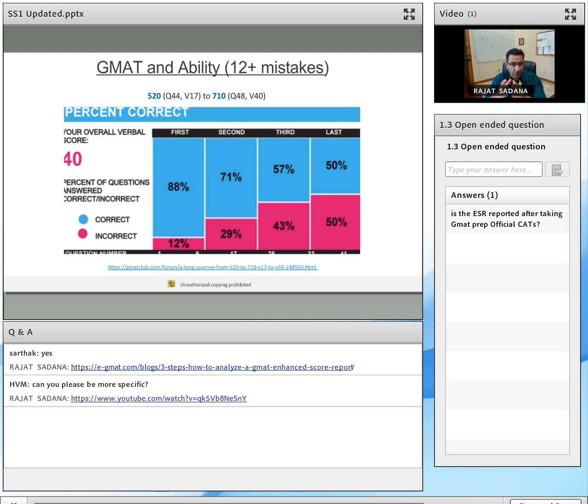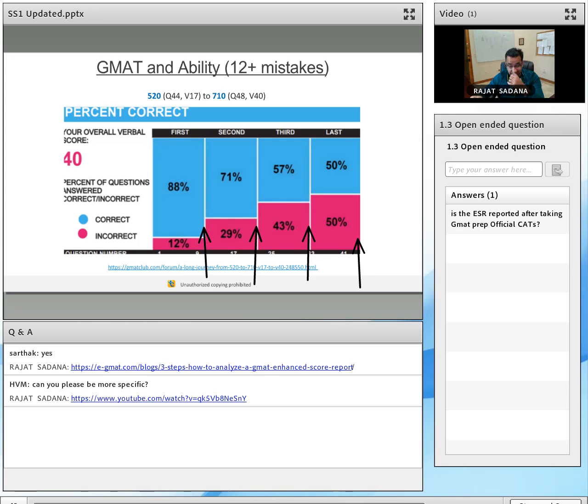When you look at this, this is how his test progressed. This is a fairly complex graph. What the test does is divide your entire verbal attempt into multiple groups of questions. So this is the first 10 questions, these are the next 10 questions, approximately the third set of 10 questions, and the final set of questions. In the first set, this guy did really, really well. The questions were not as difficult, and he pretty much answered all of them correctly.